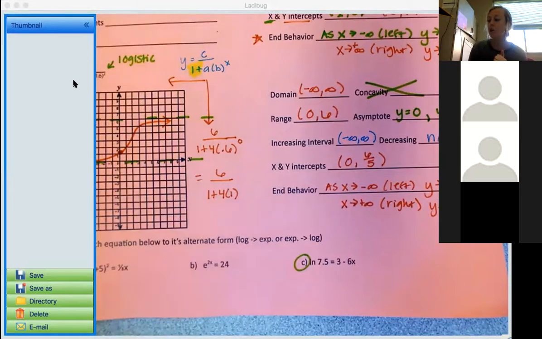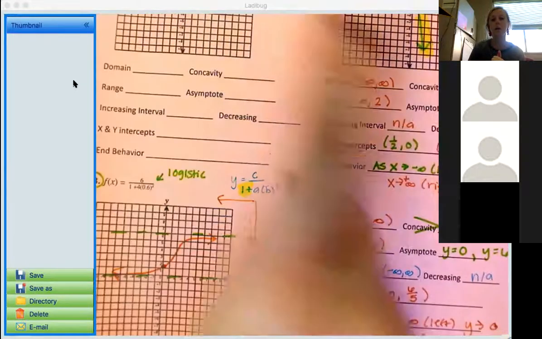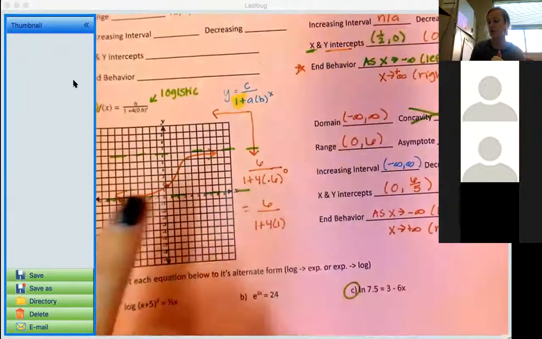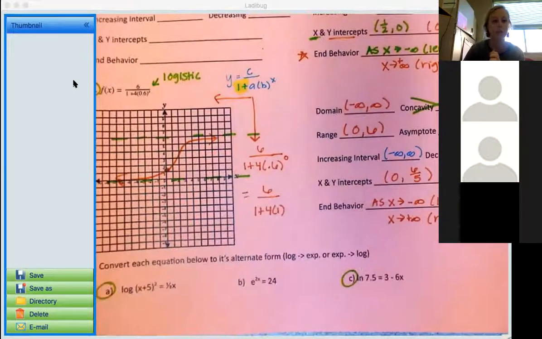Yes. Okay. Your test does have a logarithmic, an exponential, and a logistic function. You're either going to have to graph it or you're going to have to look at a graph that I give you and tell me the features it asks for. Okay?